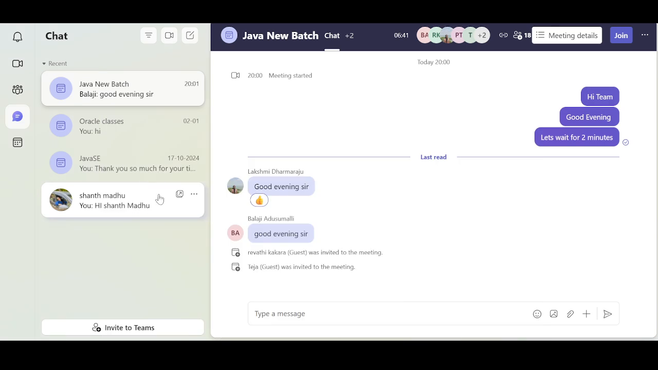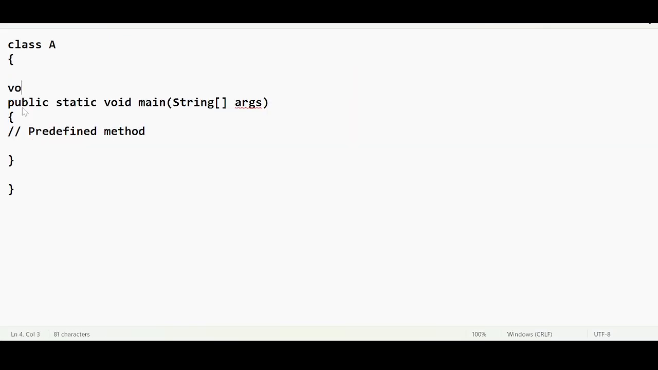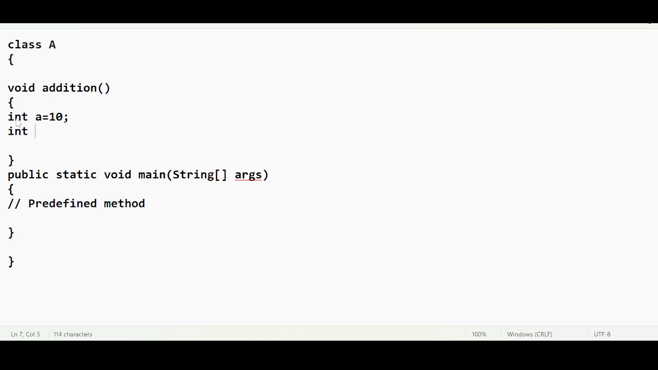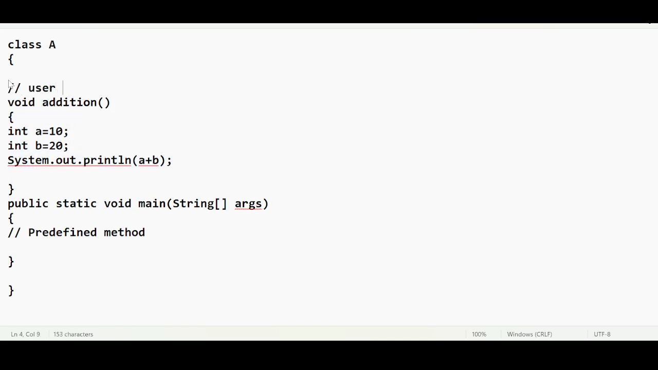For example, let me take one method here. I am just taking a method. Don't worry about the syntax. I'm saying void addition, and I am keeping some statements inside: integer a equal to 10, integer b equal to 20, System.out.println. I would like to perform the arithmetic operation of a and b. So I can say that this is one of the Java methods, and I can also say that this is a user defined method.